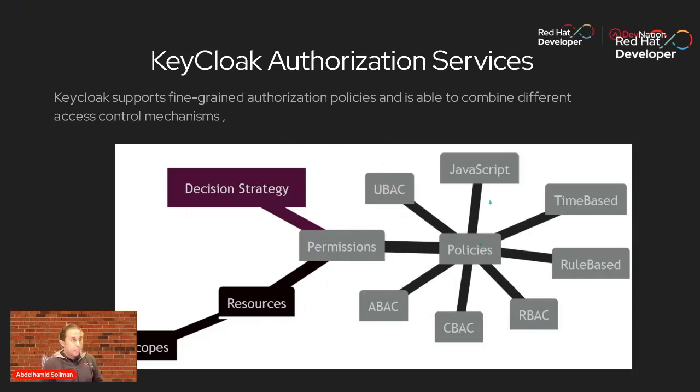And the authorization service also provides a REST API, so you can integrate with it using the REST API. In the REST API, you identify, for example, the resource, the scope and the token, and the Keycloak authorization service will reply with a decision, either to allow or deny the request.